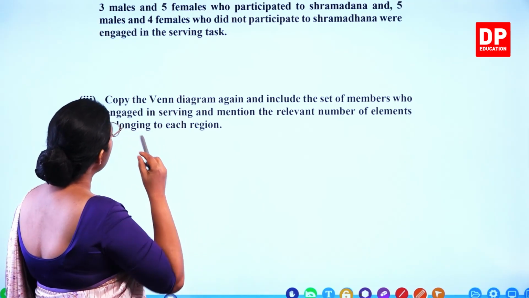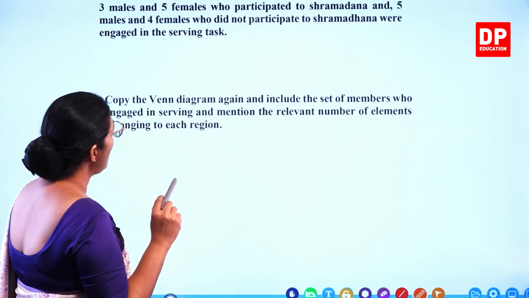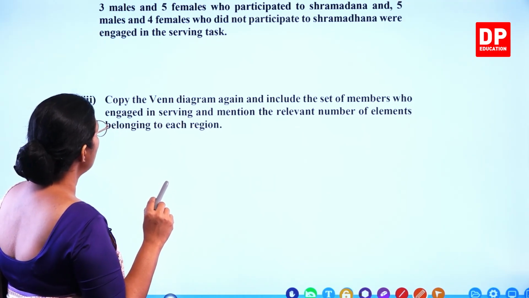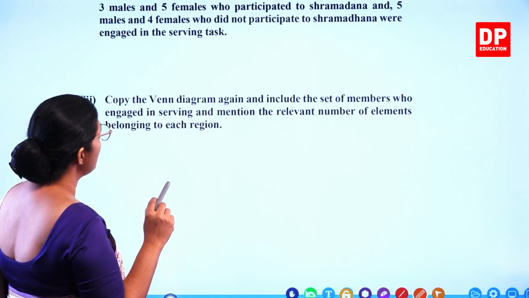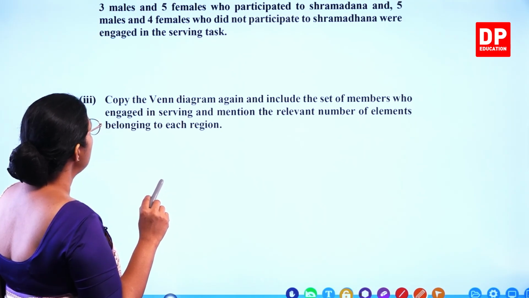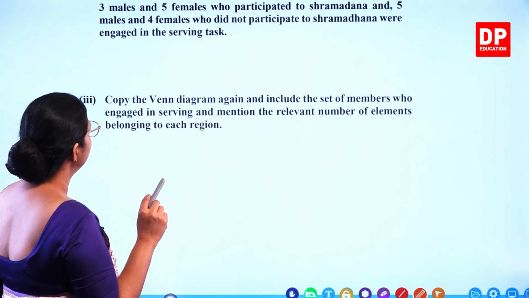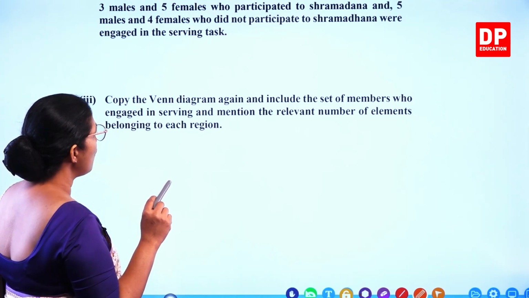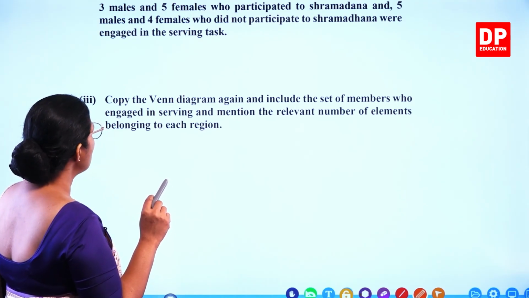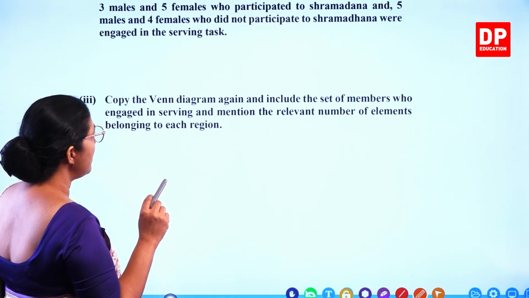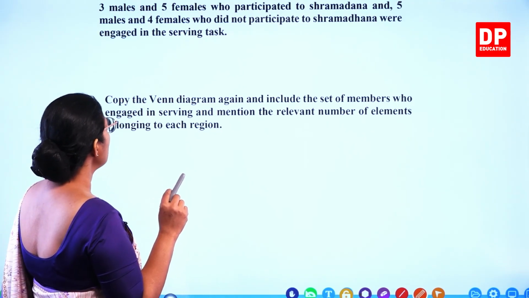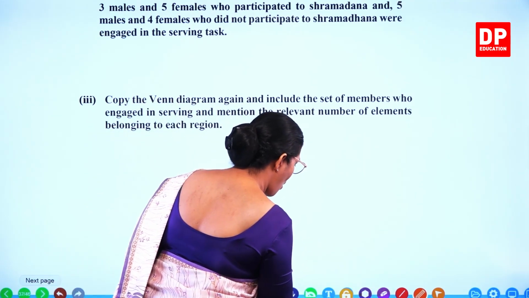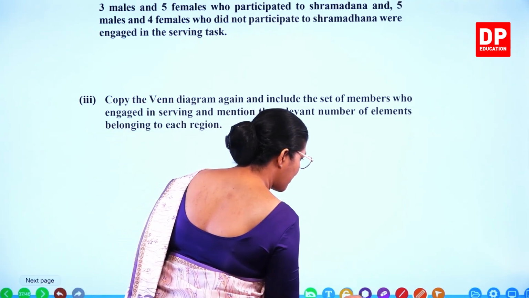Then it says 3 males and 5 females who participated to Shramadana and 5 males and 4 females who did not participate to Shramadana were engaged in the serving task. Copy the Venn diagram again and include the set of members who engaged in serving and mention the relevant number of elements belonging to each region. So let's try to draw another diagram.